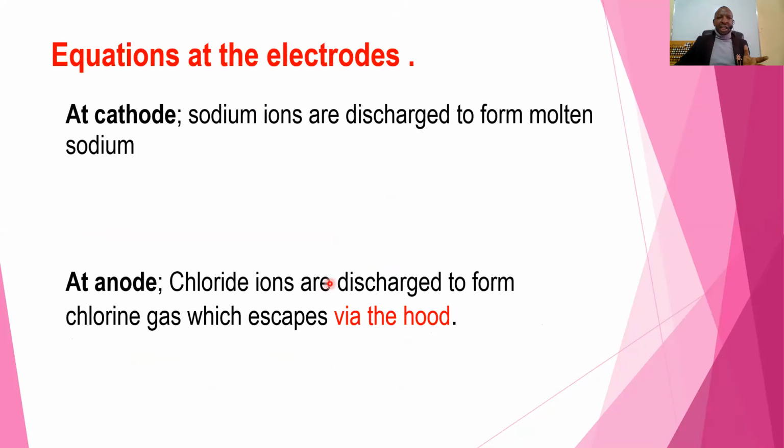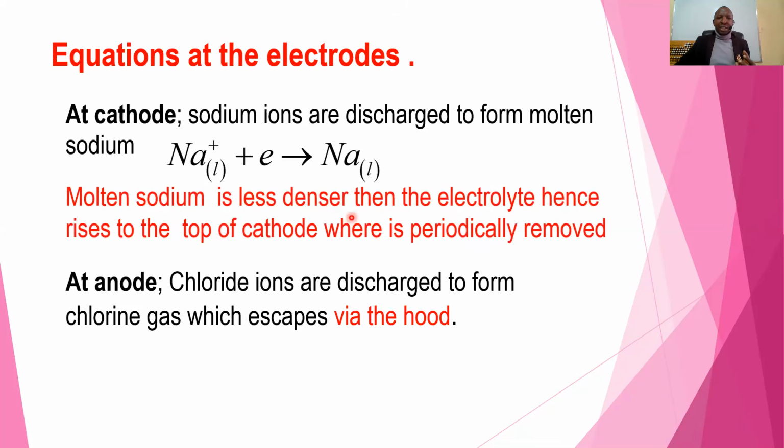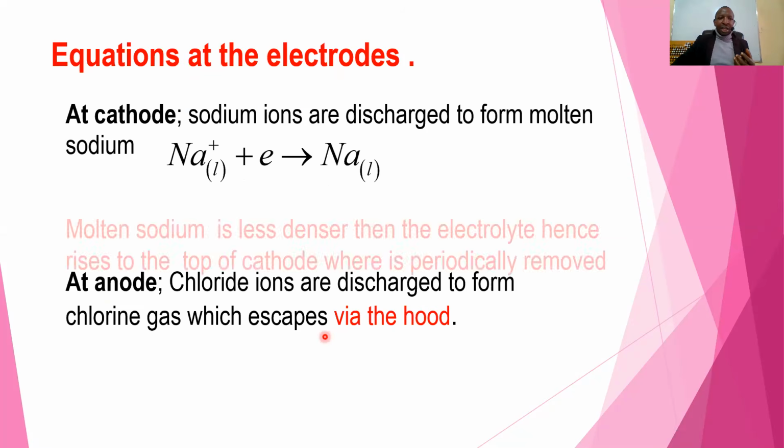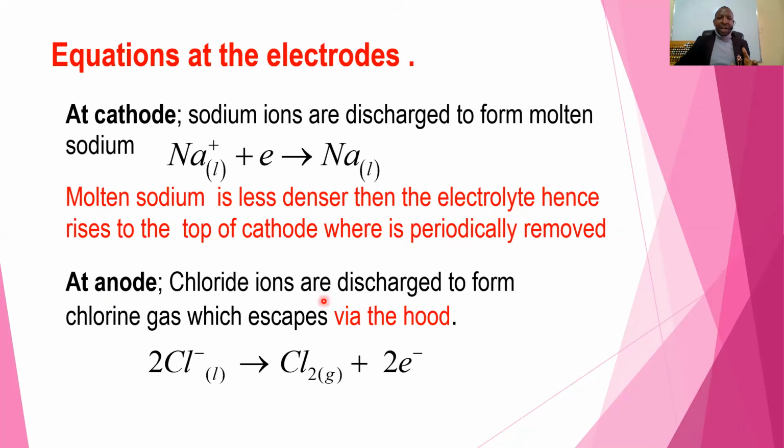So we look at the equations, the cathode; we have already looked at them. That is the cathode, the sodium ions will gain an electron to form sodium metal. Molten sodium is less dense than the electrolyte, and it rises to the top of the cathode, whereby it is periodically removed. So we are talking about this diagram here. So the sodium is less dense than the electrolyte, so it will float on top and is going to be periodically removed. That's it. The other one is at the anode, chloride ions are discharged to form chlorine gas, which escapes by the hood, as shown in that particular diagram.